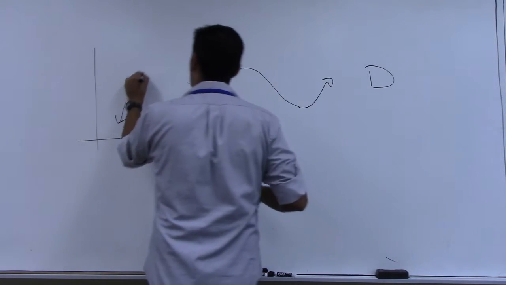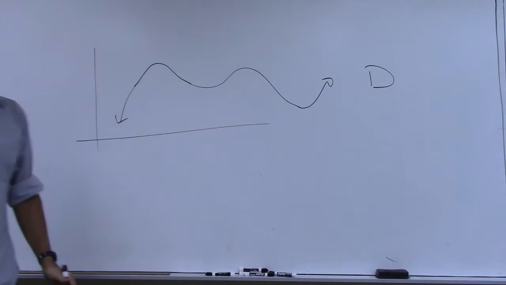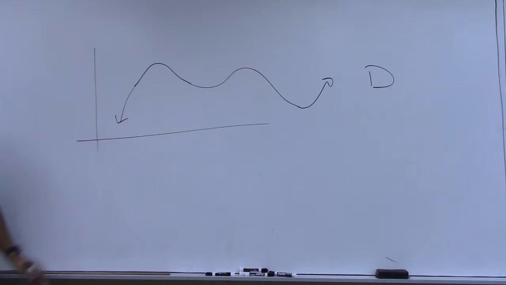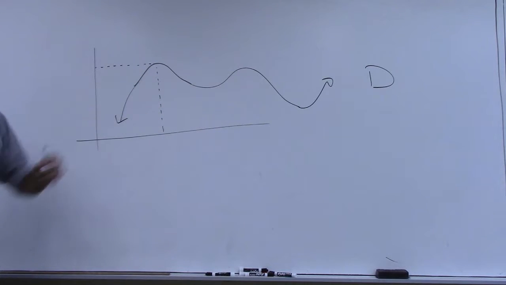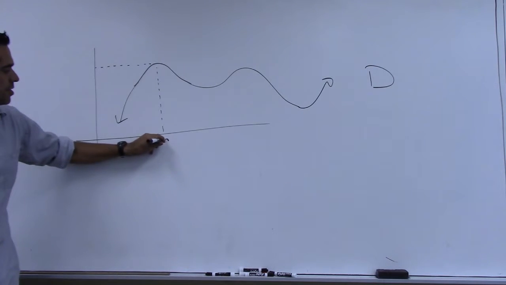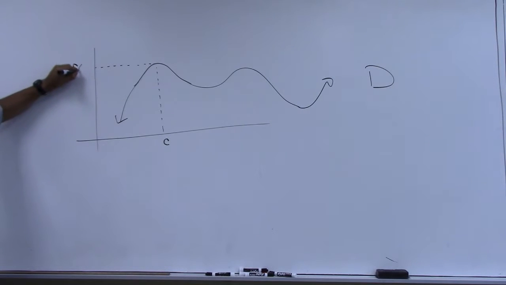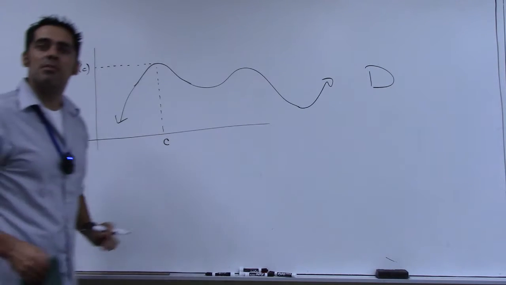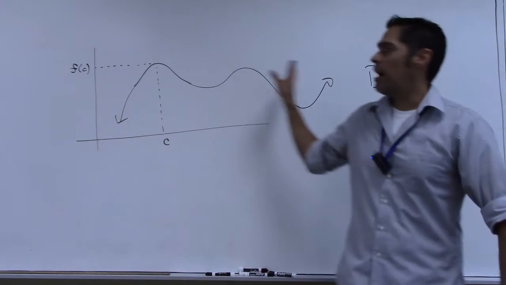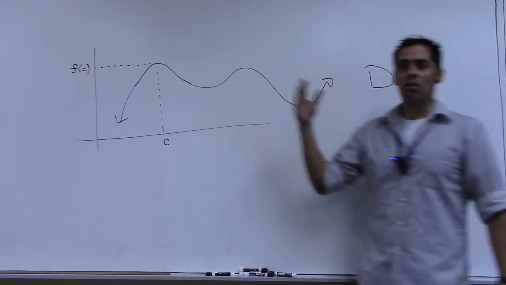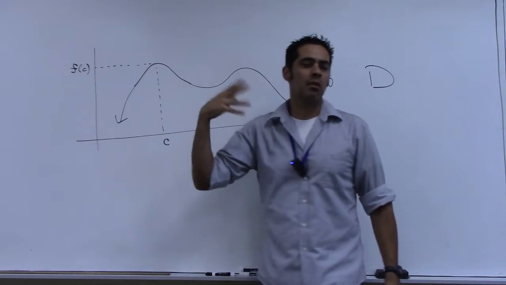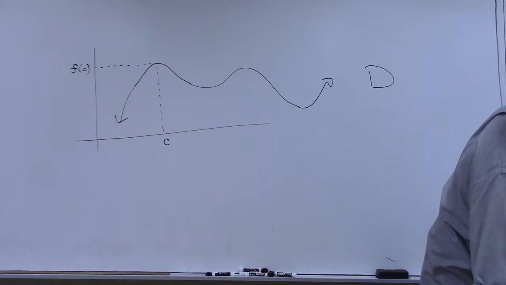If I draw something like this, an absolute maximum is the height of the function at some point that is higher than any other point on the graph. We call that the absolute maximum. So this right here, let's say we call this number C, then f of C, that height is the absolute maximum. Highest point on the graph, right? That's also called, other language, the global maximum. So absolute maximum and global maximum are the same thing.